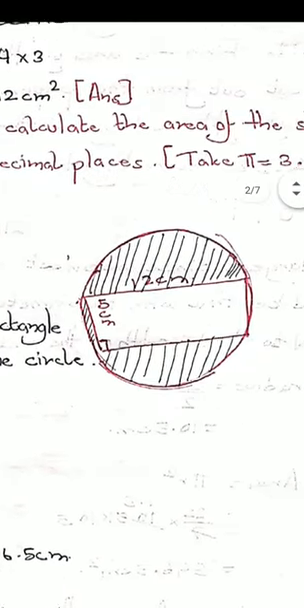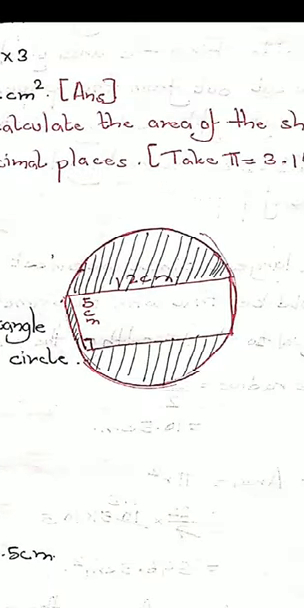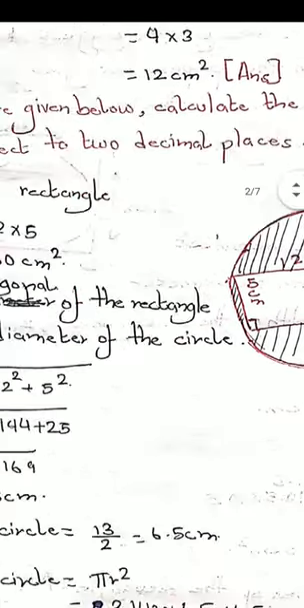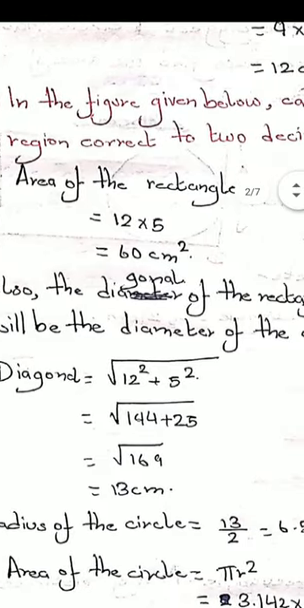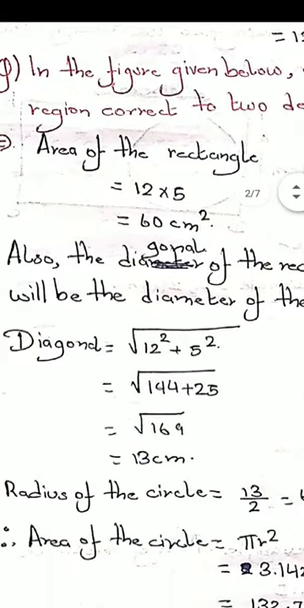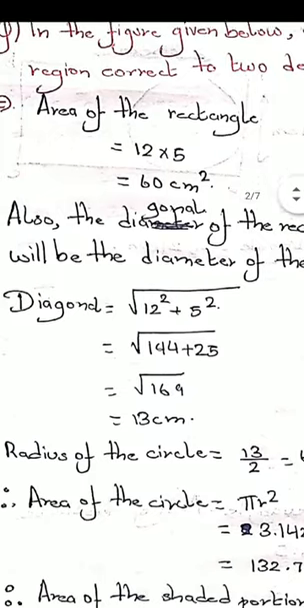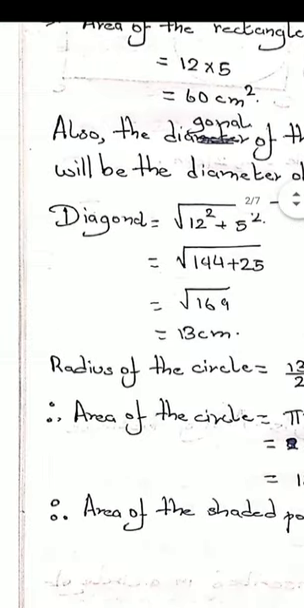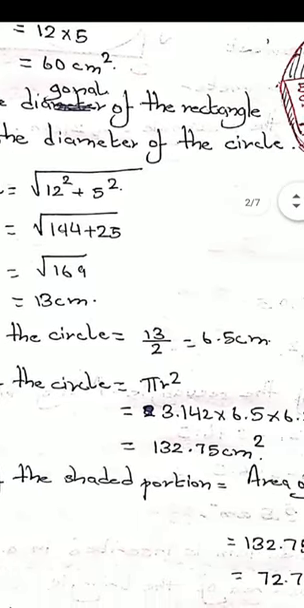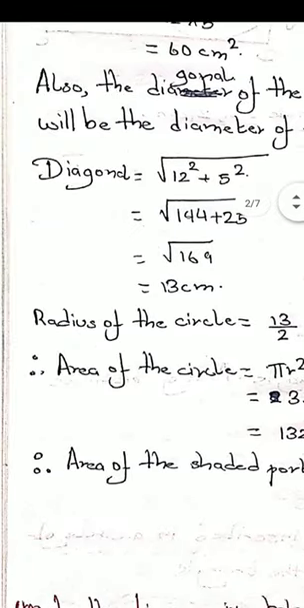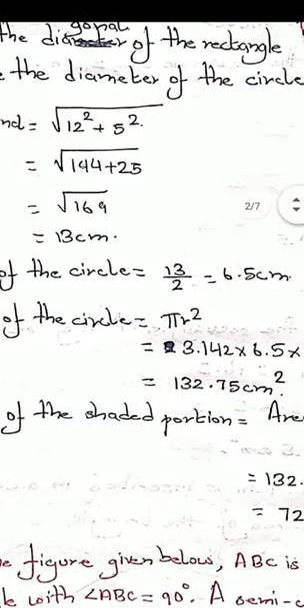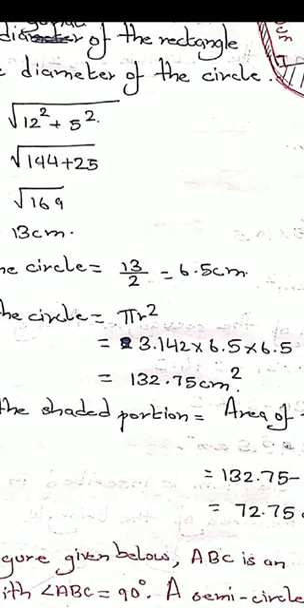Again, I'll use the concept of diagonal here, because we know the diagonal of a rectangle inside a circle will become the diameter of that circle. So also the diagonal of the rectangle will be the diameter of the circle. So diagonal equals, after doing all these things, I found it as 13 centimeter. So radius of the circle equals 13 by 2, that is 6.5 centimeter. So therefore area of the circle will become pi r square, that is 3.142, which the question has given us, into 6.5 into 6.5, that is 132.75 centimeters square.